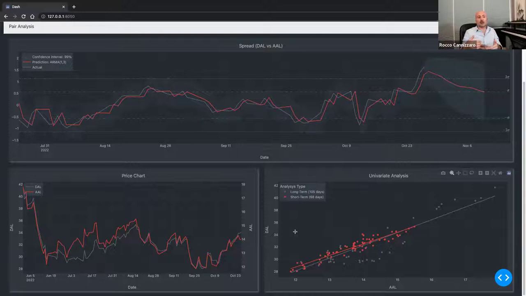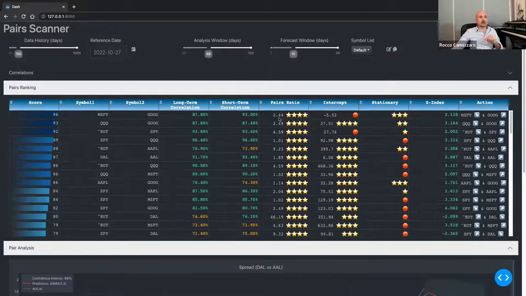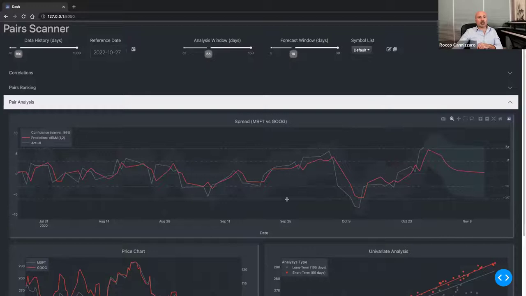And now finally here, what we're seeing is the gray line is the spread, and that spread is being calculated using that pair ratio of 2.44 that you see here. And the red line is basically, when we test for stationarity, we also go and calculate the model. It's called the ARMA model, which is an autoregressive moving average.